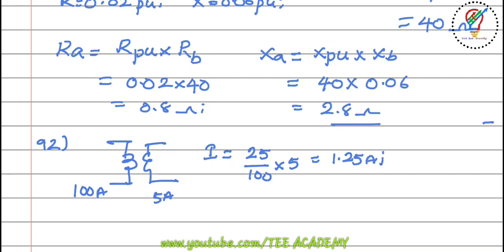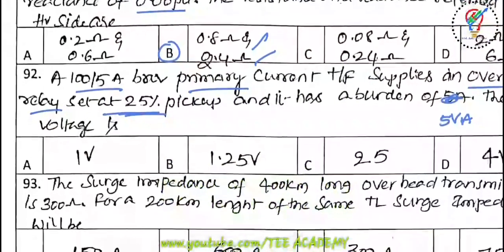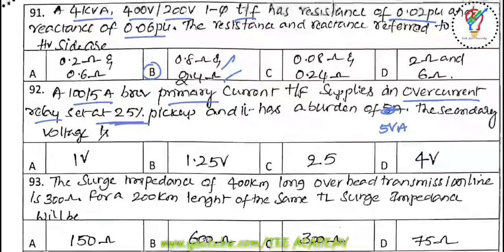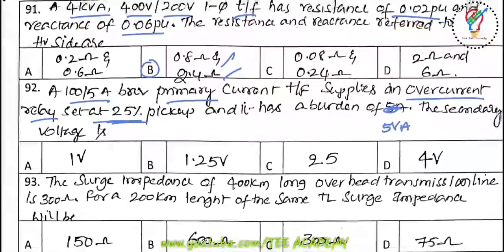Now what is the burden? The burden is 5, which is equal to the product of voltage into current. The current is 1.25, so V is equal to 5 divided by 1.25. It is nothing but 4 volts here. So among the options for the 92nd question, 4 volts is the right option. So D is the correct option here.